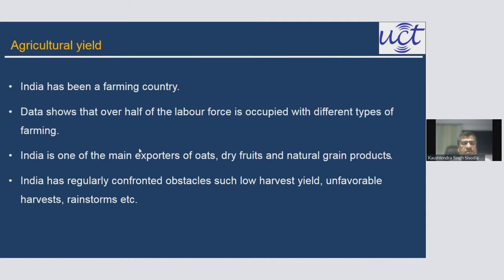But there is still an issue that we are facing some obstacles, in that we have a low harvest yield. The reasons are manifold. There are unfavorable harvesting conditions, rainstorms, and many natural things that happen, and somehow India has been lagging behind in the adoption of technologies. Now it has started adopting IoT and other automation methods, and the yield in the last few years has started increasing.